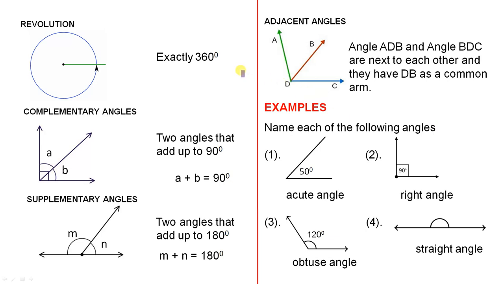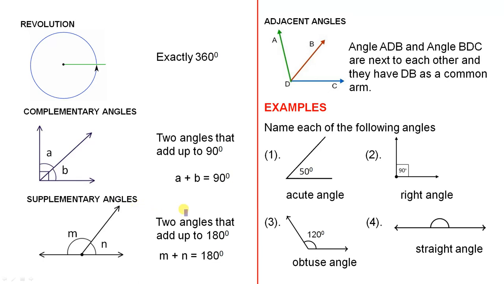We have the revolution, which is exactly 360 degrees, and we attach that to the meaning of the circle. Complementary angles are 2 angles that add up to 90 degrees. So if you have A degrees here and B degrees there, and you add those up, and they have a total of 90 degrees, they are called complementary angles.